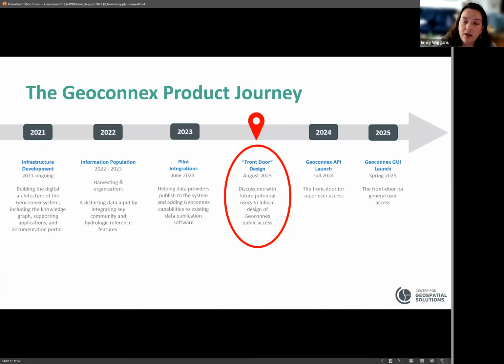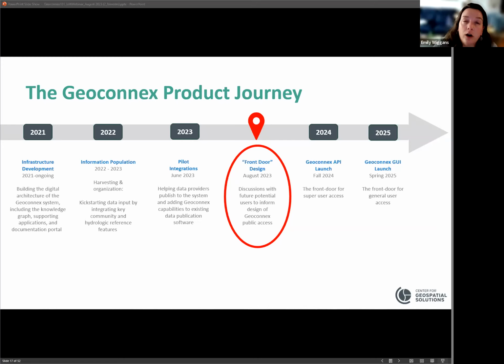So I'm going to talk now a little bit about where we've come from, where we are today, and where we're going in the future. Back in 2021, we really started with our infrastructure development, building out the digital architecture of the Geoconnex system, including the back-end knowledge graph, supporting applications, and a very robust documentation portal. So we definitely began with the end in mind.